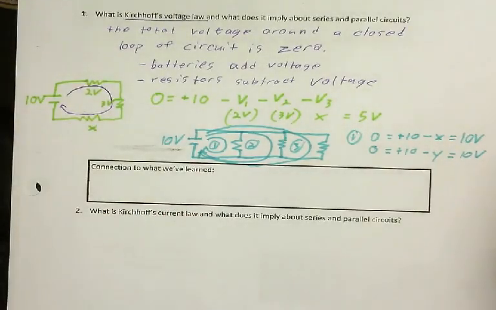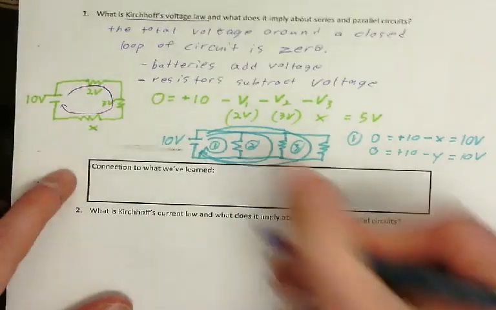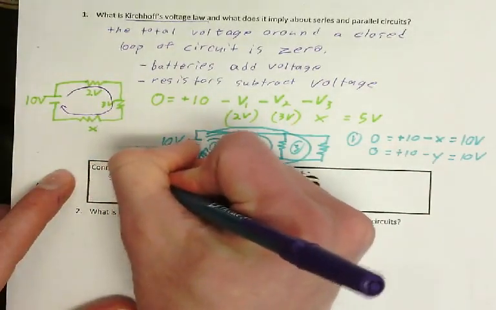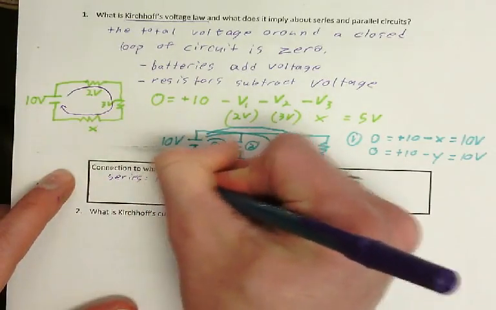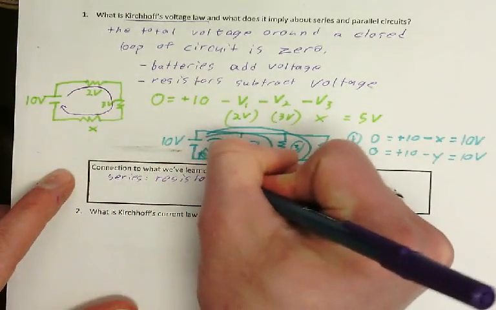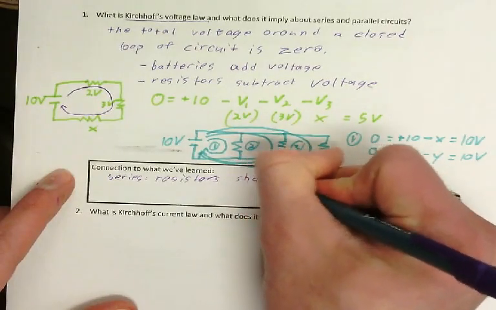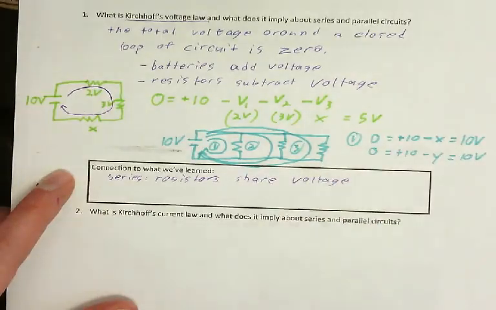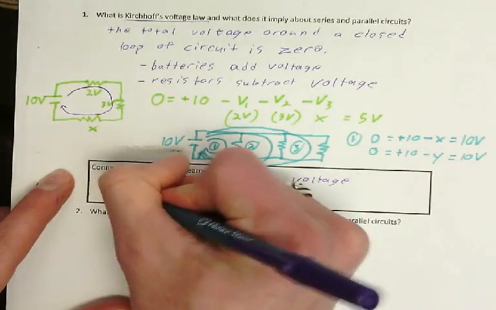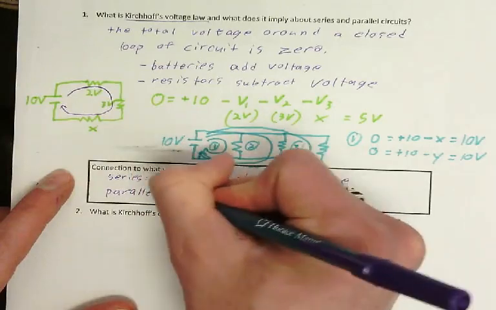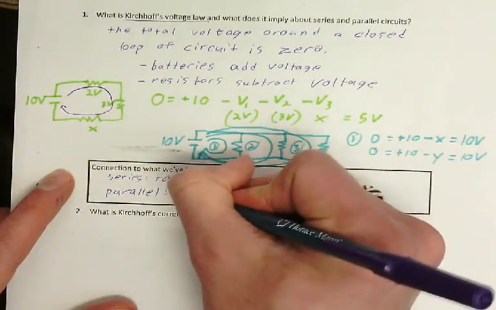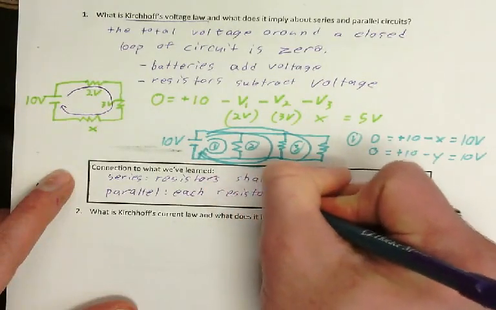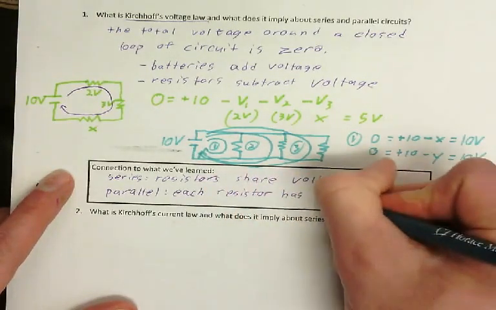So, connections that I want you to make. There's two connections I want you to make. The first one I want you to make is that for series, resistors share voltage. But for parallel, each resistor has the same voltage.